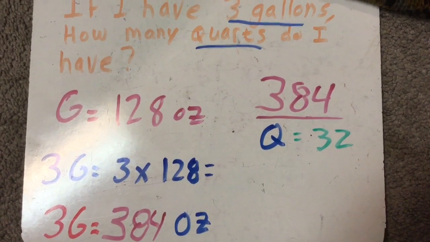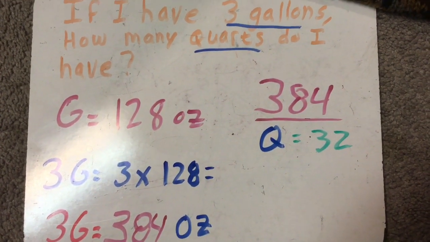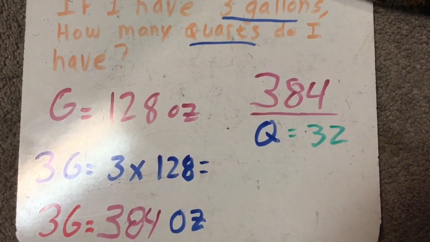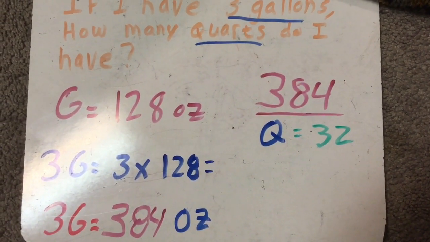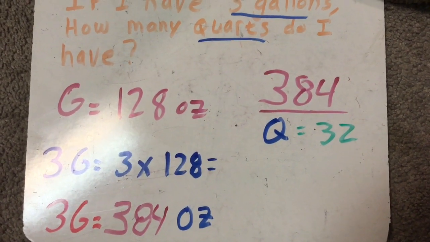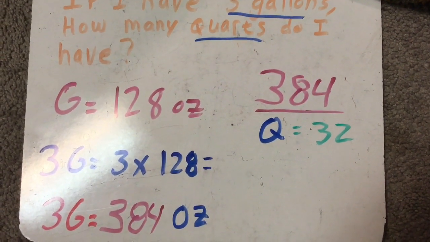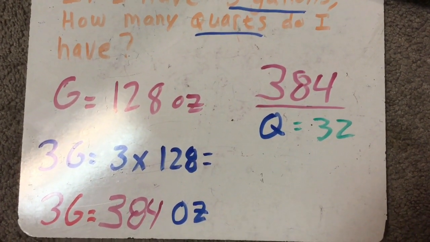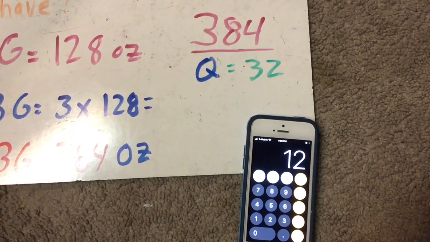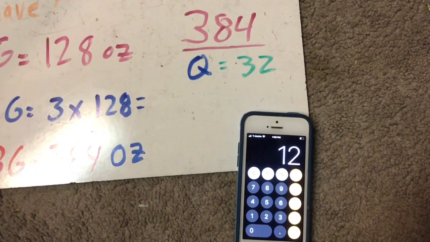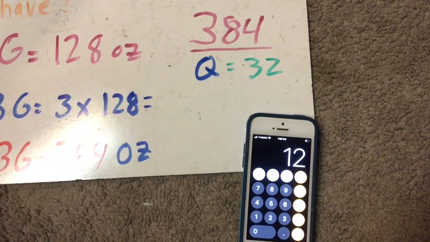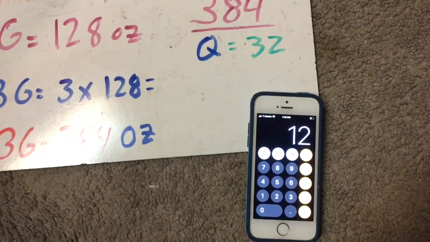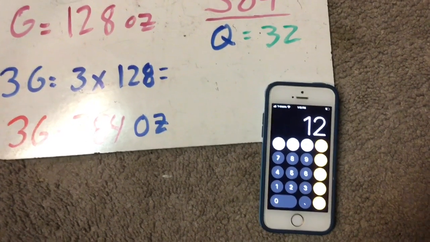So I take 384 ounces that I got from the gallons, and then to figure out how many quarts that is, I divide by the amount of ounces in each quart, which is 32. So I'm going to divide 384 by 32. And I'm going to use a calculator to show you that you can use a calculator. When I put 384 divided by 32, I get 12, which is the amount of quarts. If you remember, that was the amount of quarts I got when I did it with a pictograph.